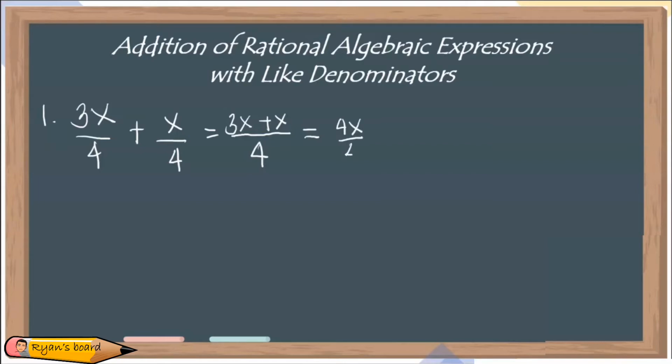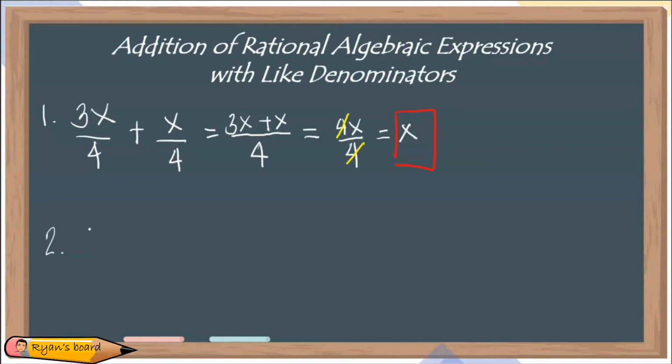Then, you copy 4. Since wala namang plus or minus dito, pwede tayo mag-cancel out dyan. So, pwede nating i-cancel out yung 4. Ang natira na lang dito ay x. So, therefore, our answer is x. Okay? Now, let's have another example.